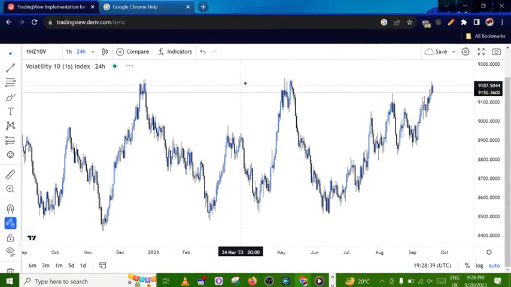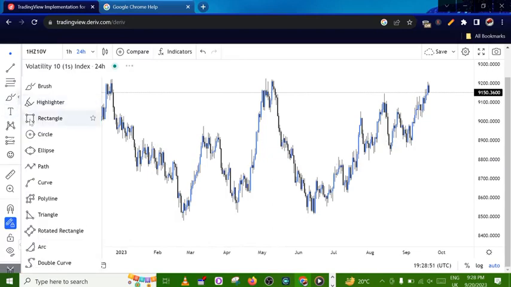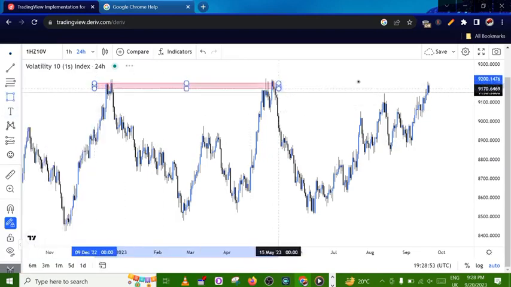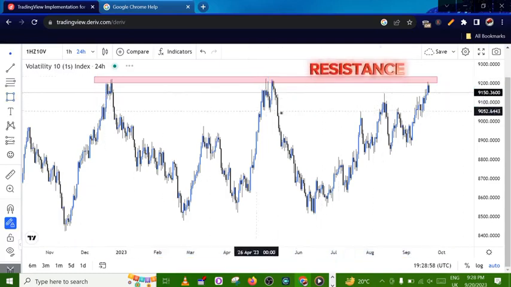Hello guys, so today we are starting with our analysis on Volatility 10 Index today on the 20th of September 2023. Starting up, we can see that price is at a high supply. Let's draw up a resistance layer also that can support what I'm saying. As you can see here, price is there, the supply zone, and of course there's a triple top.